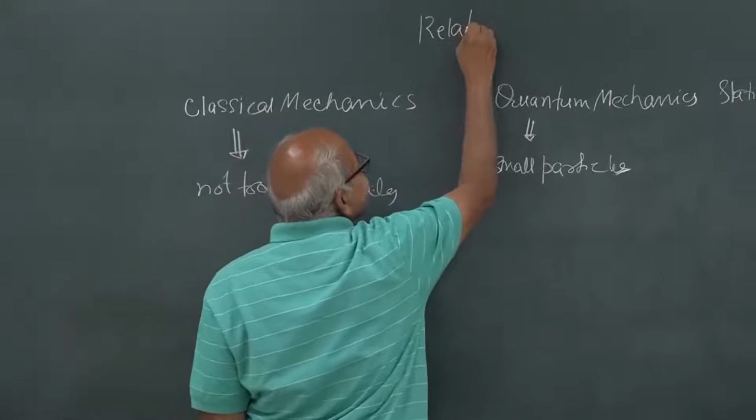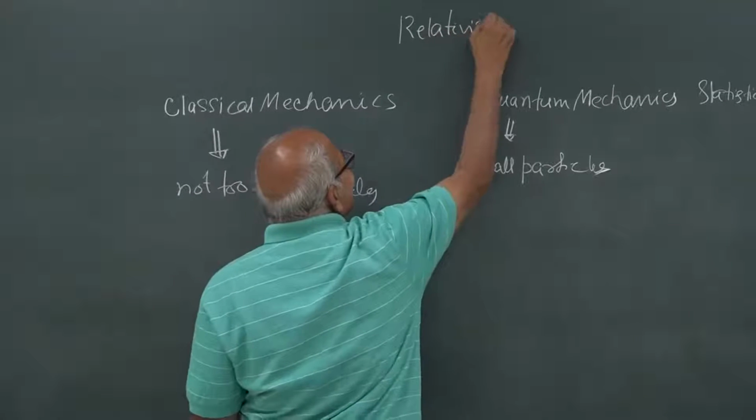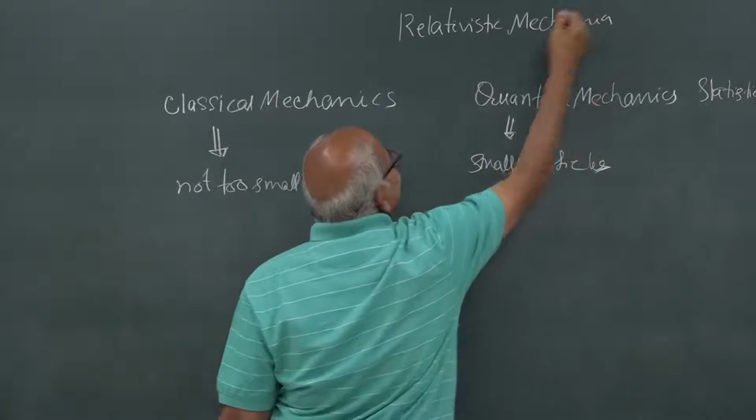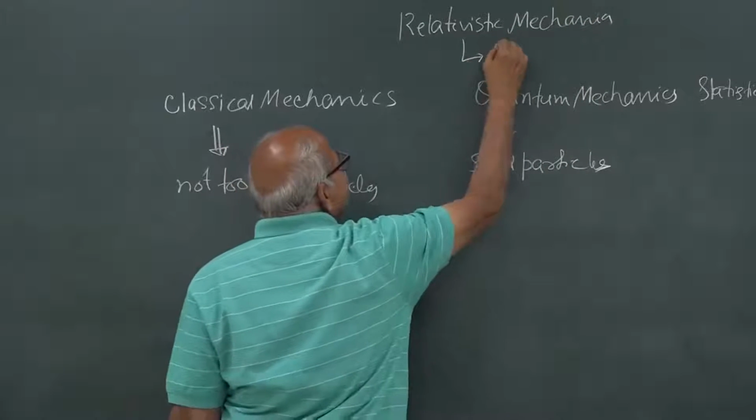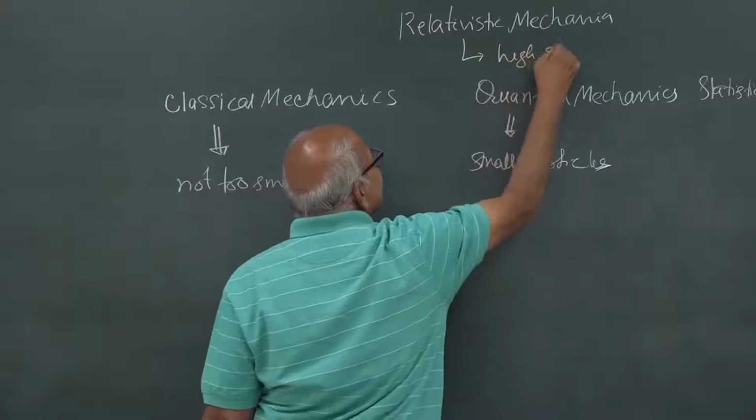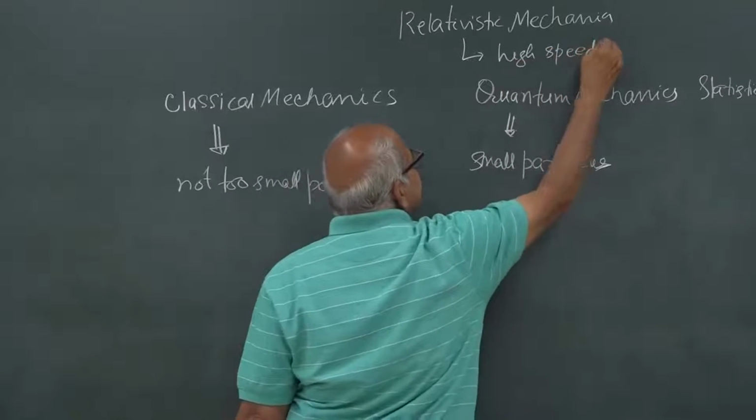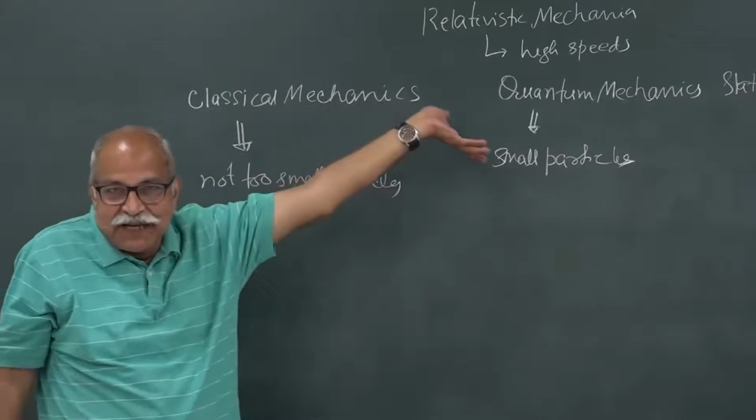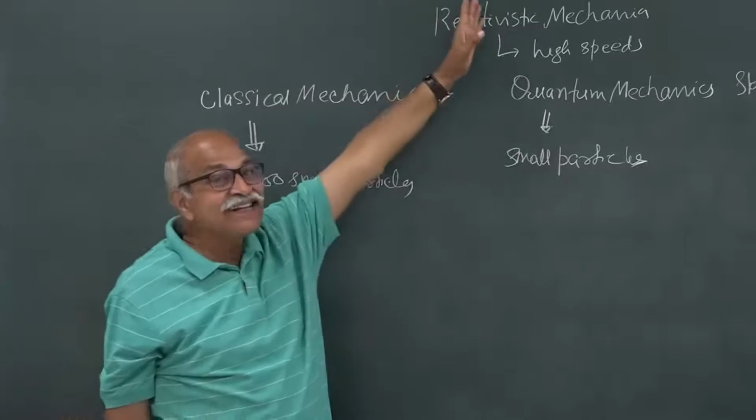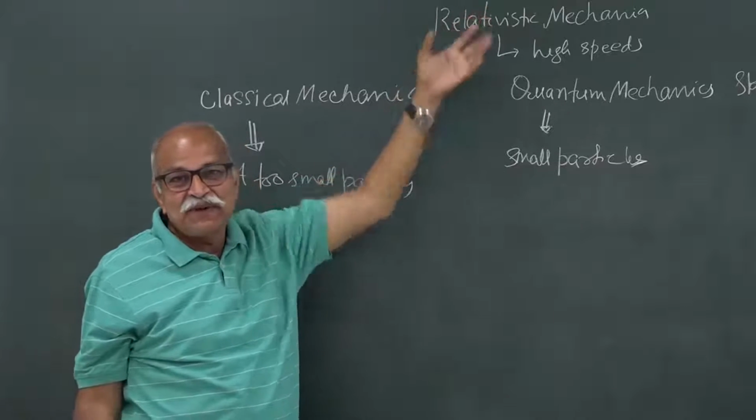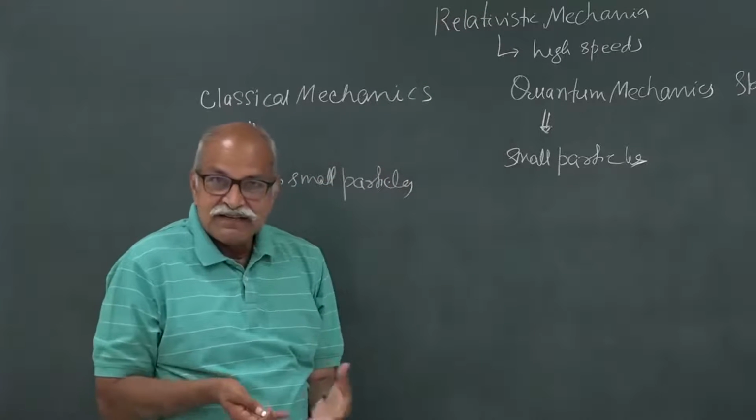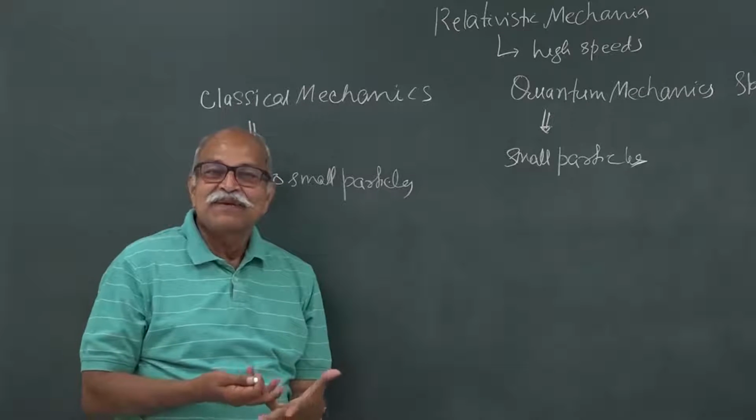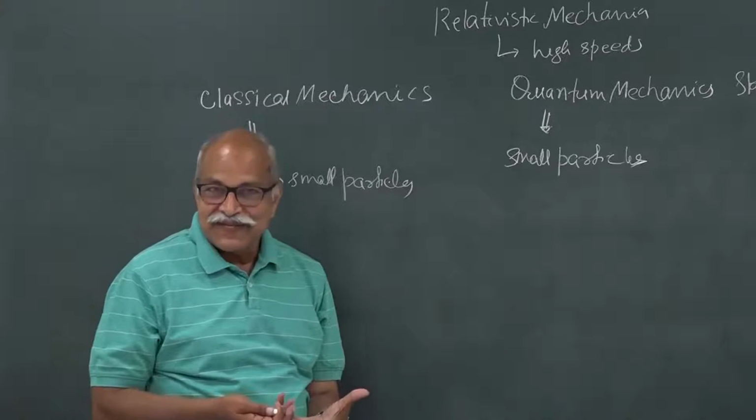And you have yet another thing which is called relativistic mechanics. This is the one where we talk of high speeds, and not always high speeds. Many times the speeds are not very high, and still you need relativistic mechanics. For example, when you have fission or fusion of nuclear particles, the speeds are not very high.